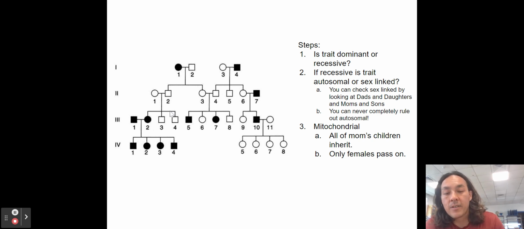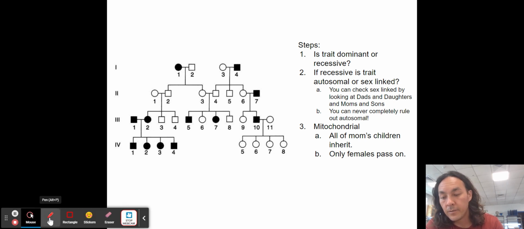What we do first is we try and figure out, is the trait dominant or recessive? Then we say, if it's recessive, is it autosomal, so on chromosomes 1 through 22, or is it sex-linked? And there can be other instances such as mitochondrial or Y heredity. So let's look at this one. What do you think? Is it dominant or recessive? Go ahead and take a guess. All right, if you got recessive, you are correct. The reason we know it's recessive is because it skips a generation. It skips II-1 and II-2.